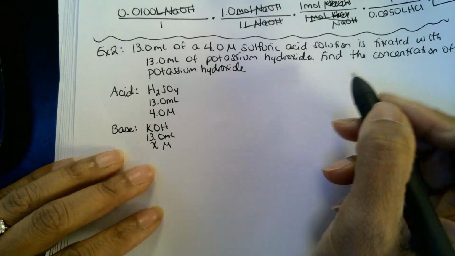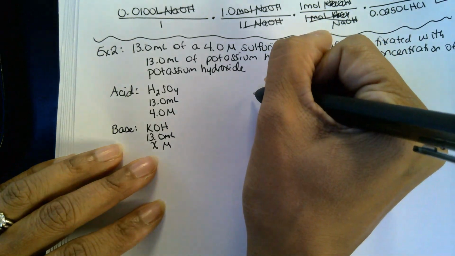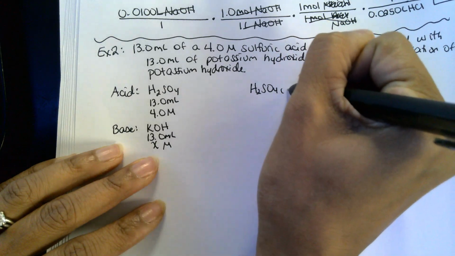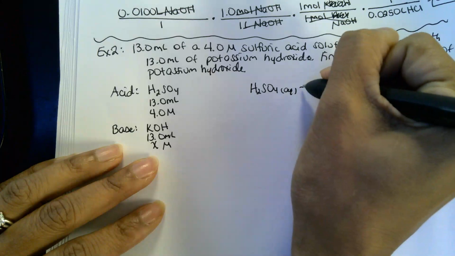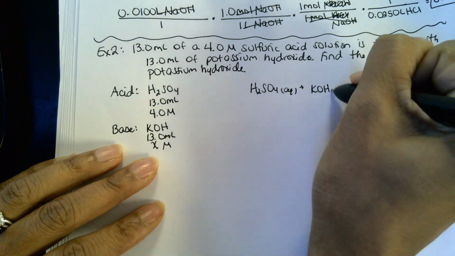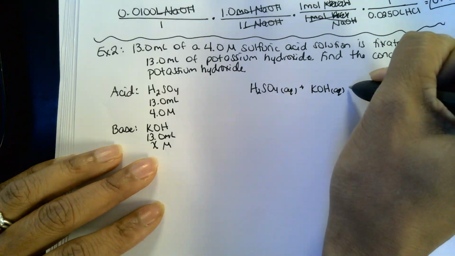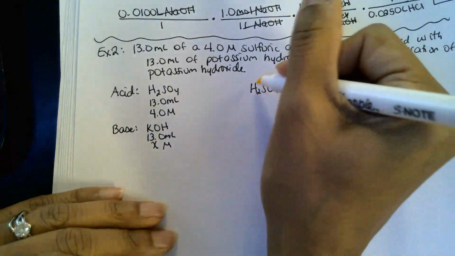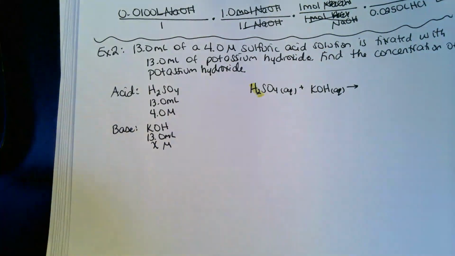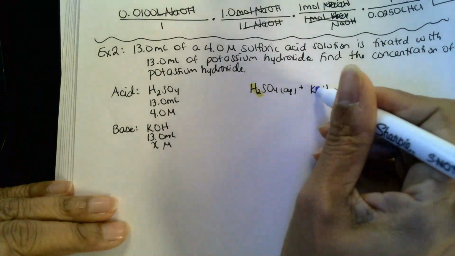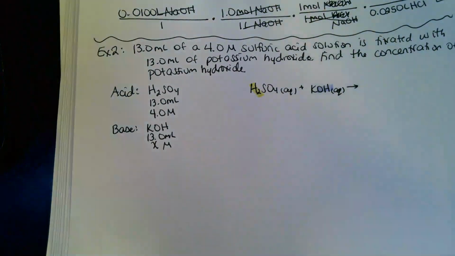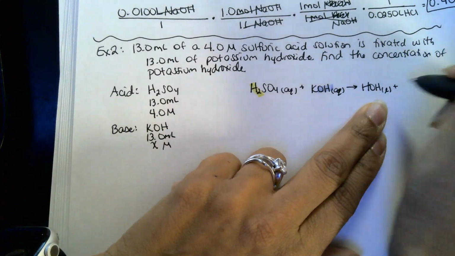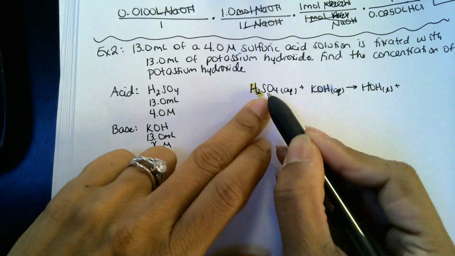So the next step I want to do is figure out its balanced chemical equation. So I've got H2SO4, that's aqueous, plus KOH, aqueous. I know I have an H, actually 2 H's in this case, and an OH, but water only comes as HOH, so I've got to figure that out later on. And then my leftovers. So I have a K, and then I have an SO4.